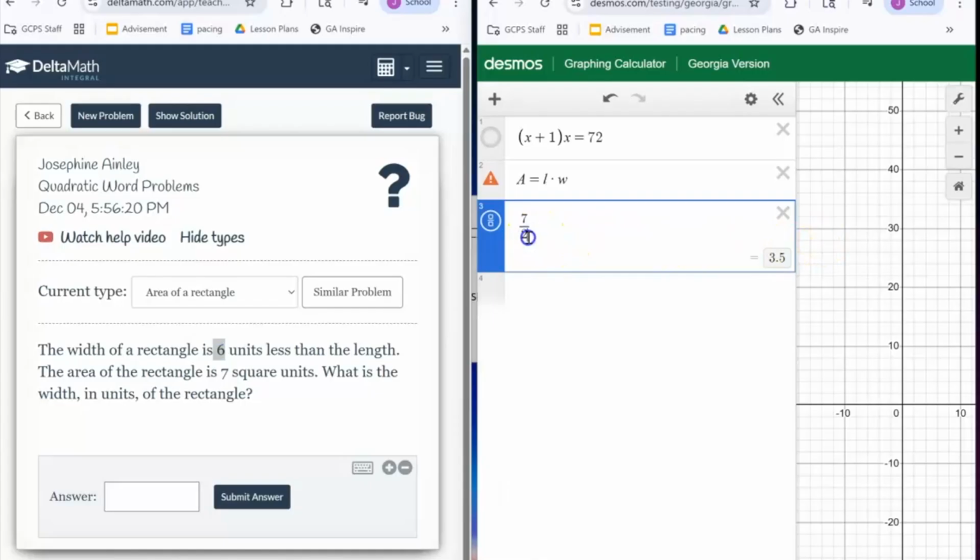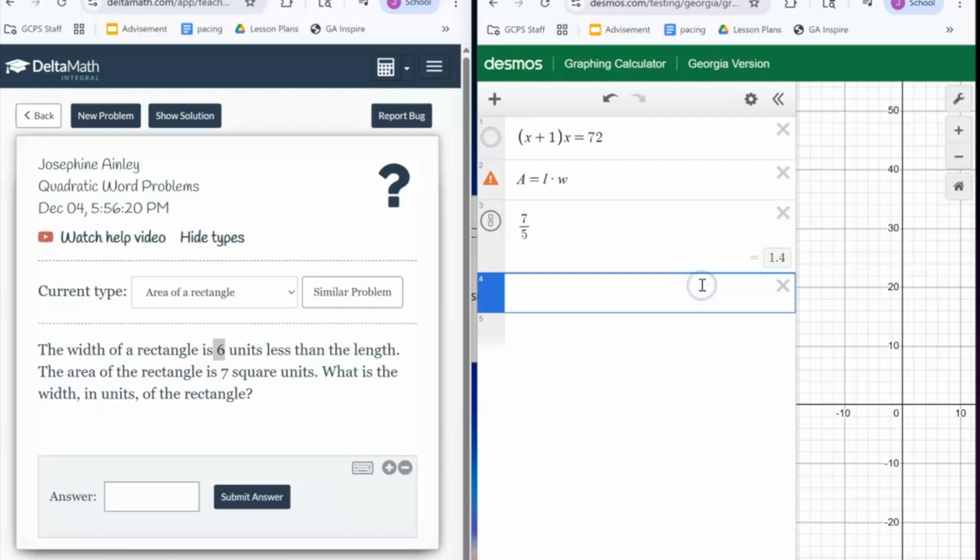So you go on to the next number. 3 and 2.3, is it 6 different? It is not. 4 and 1.75, is it 6 different? No, it's not. 5 and 1.4, is it 6 different? No, it's more than, because look at this. 5 minus 1.4 is 3.6, so no.